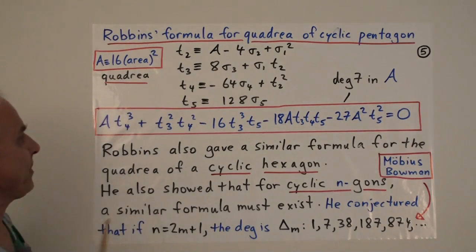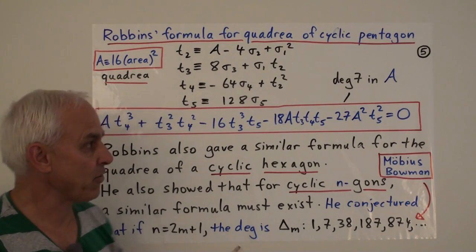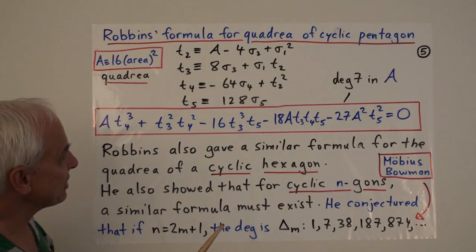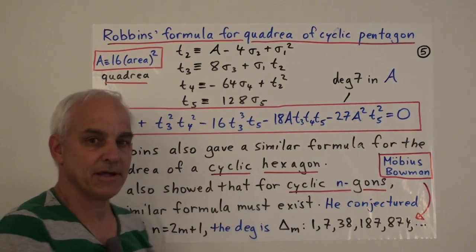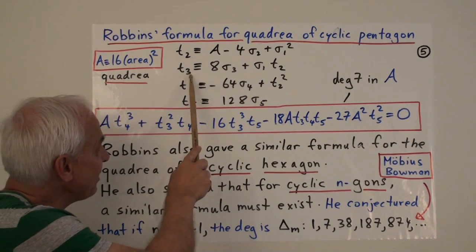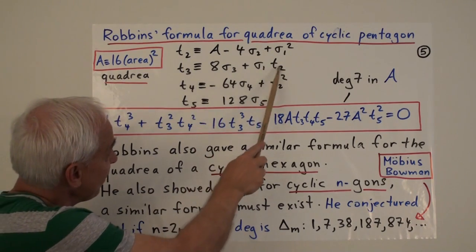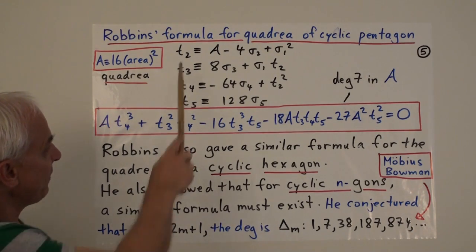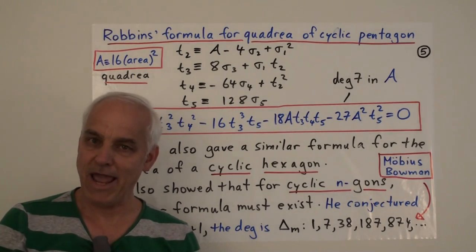All right, so that's called A. And now Robbins defines some various secondary quantities called T2, T3, T4, and T5. They're expressed in terms of A, the quadria, and also these various symmetric functions of the quadrances of the sides. But they're also in terms of previous T's. So first we define T2, and then T3 has a T2 involved, and T4 has a T2 squared, and so on. So we define these quantities here, and then here is a relation satisfied by A.